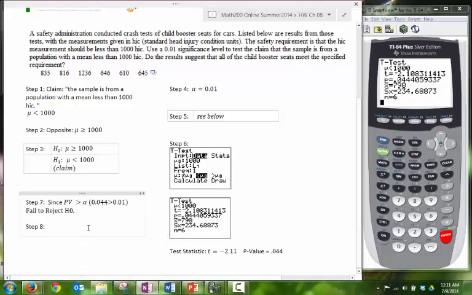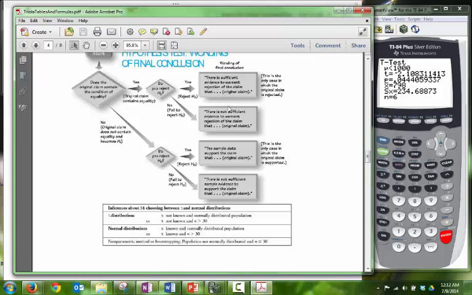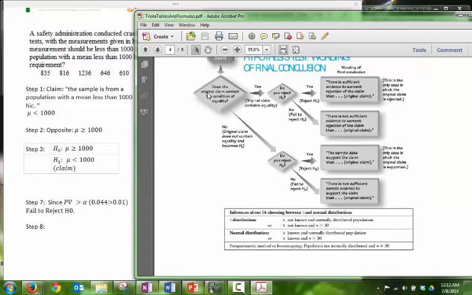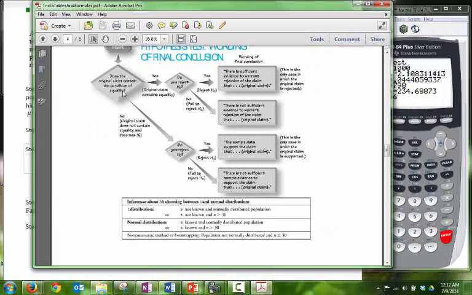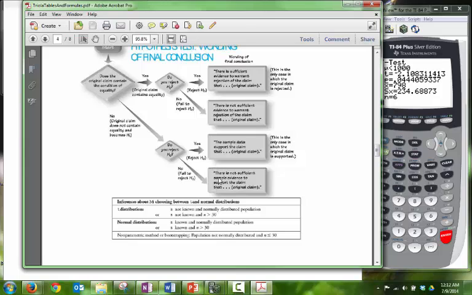Alright, so since we failed to reject the null hypothesis, we're going to go through the steps for our flowchart. And this is the flowchart that we need. We're going to ask ourselves a few questions. Does the original claim contain a condition of equality? The answer is no. So we go down to this question. Did we reject the null hypothesis? We failed to reject it, so no, we did not reject the null hypothesis.